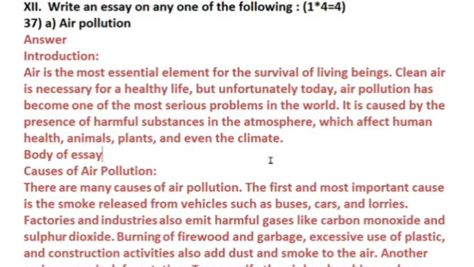Introduction. Air is the most essential element for the survival of living beings. Clean air is necessary for a healthy life, but unfortunately today, air pollution has become one of the most serious problems in the world. It is caused by the presence of harmful substances in the atmosphere which affect human health, animals, plants, and even the climate.